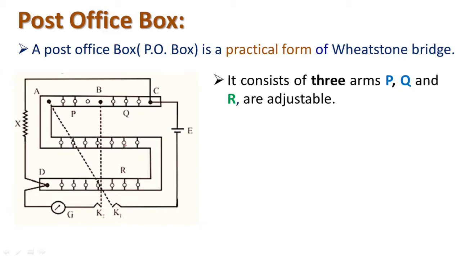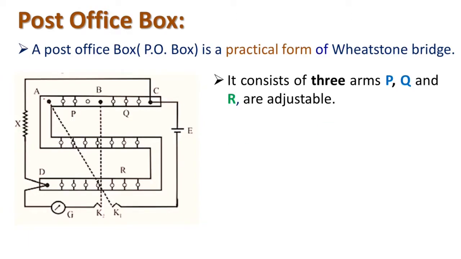Because it has shape of box. It was originally used by the postal department for the measurement of the resistance of the telegraph wires and cables. Post office box is the combination of resistances which works on the principle of Wheatstone's bridge. It consists of three arms.